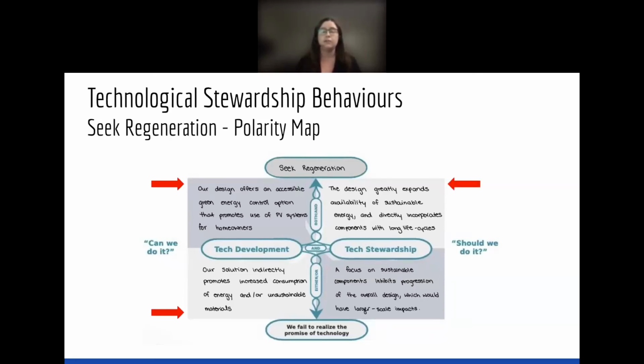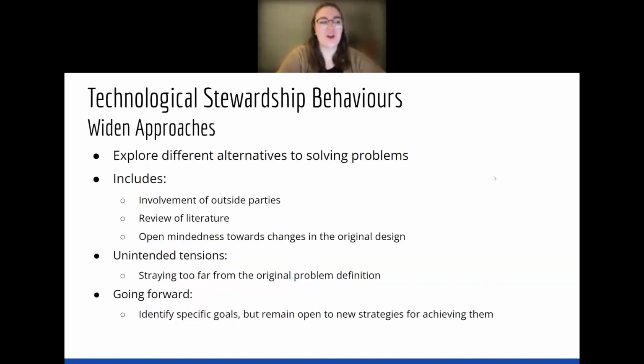A tech stewardship approach will allow us to ensure our design contributes to the availability of sustainable energy and uses components with long life cycles. However, it is important to consider how a focus on sustainable components may limit progression and functionality of the design, which would have greater environmental benefits than the components themselves. It is therefore important in our design to both offer accessibility to renewable energy systems as well as enhance the sustainable energy alternatives.